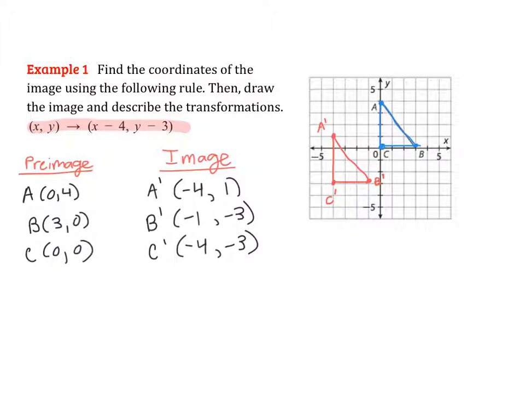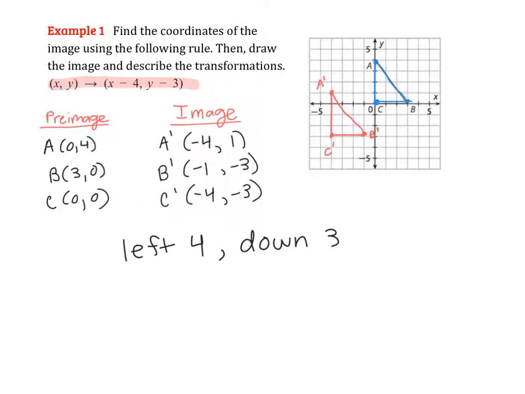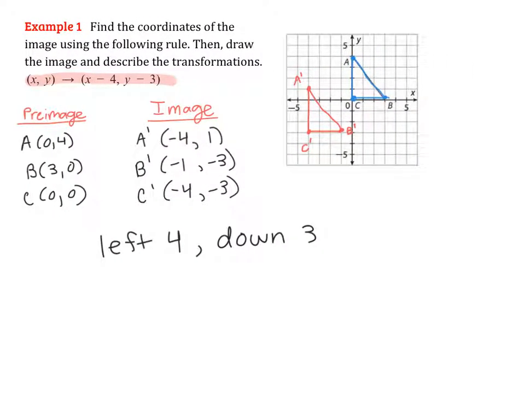So you can see that essentially what happened is we took all of our points and we moved to the left 4 and we moved down 3. As we reviewed in the last slide, anytime you're adding or subtracting from x, it moves left or right. Since we subtracted 4, we moved left 4. And since we subtracted 3, we moved down 3. And again, these are both called translations.